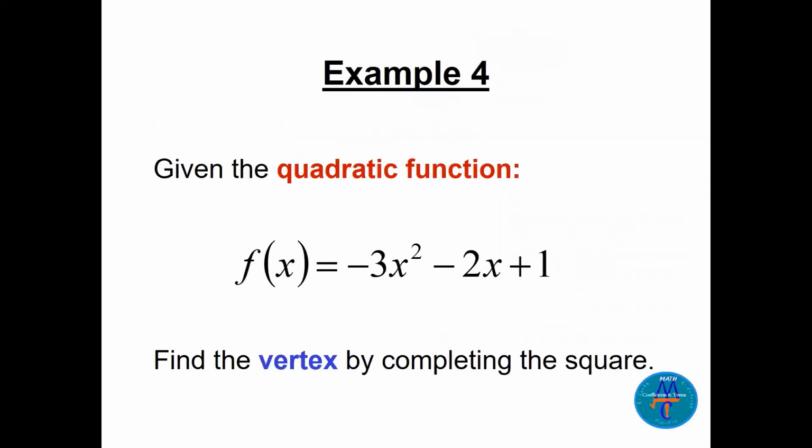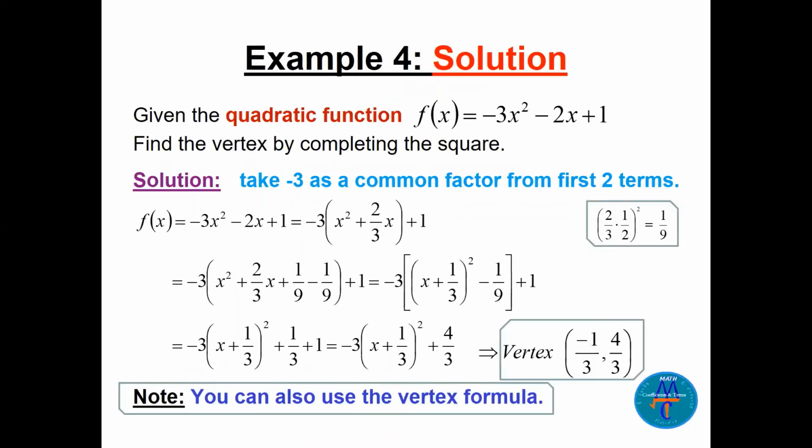Now, example 4, also let's practice on completing the square. We have minus 3x squared minus 2x plus 1. The reason I gave this is because we have fractions. I will show you. You can try it yourself if you want, but it will be a fraction. Now, we take minus 3 as a common factor from the first 2 terms only and leave the plus 1 outside.